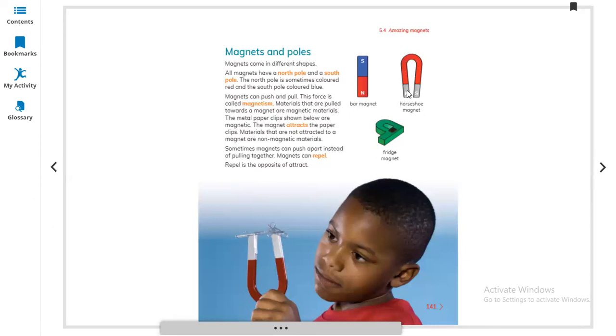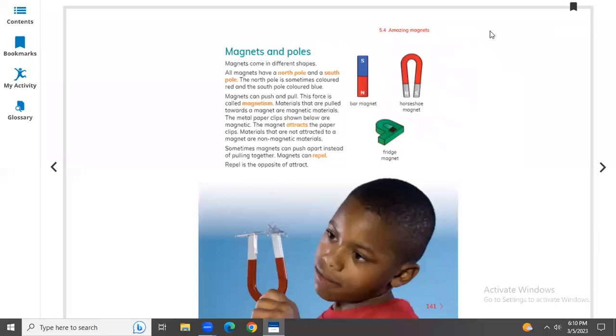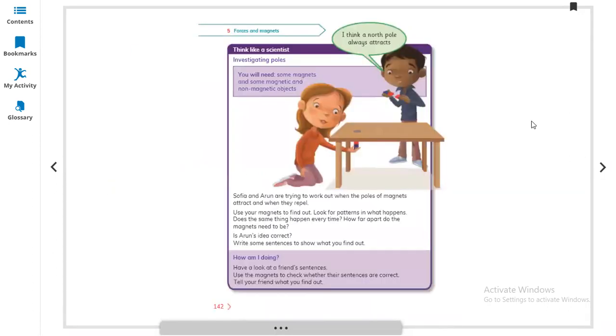Here we can see different kinds of magnets in different shapes. You can say bar magnet, horseshoe magnet, and ring magnet. Different magnets we can see here. Let's move to the next page.